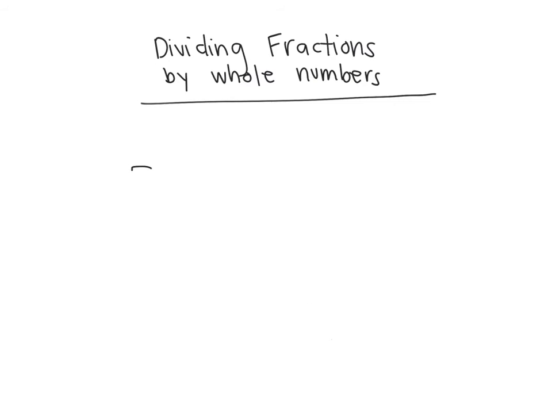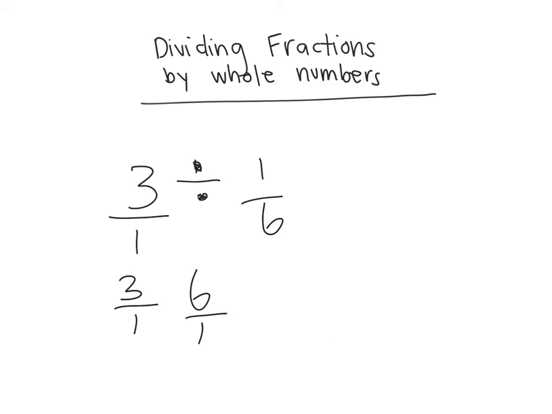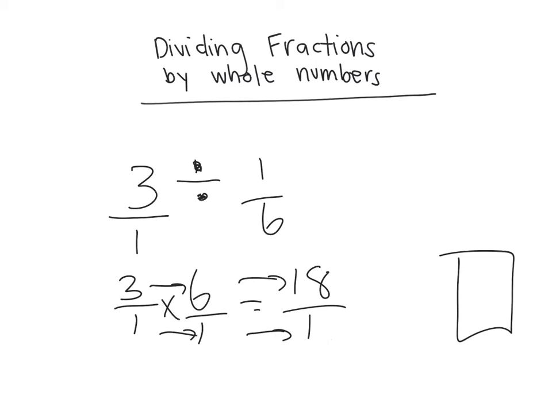Okay, so if we had 3 divided by, that's a terrible divided by sign, divided by 1 over 6, my first step is put the 3 over 1. My second step is flip my second fraction. And my third step is to multiply, followed by step 4, actually multiply. 18 over 1. And then I should see a box for I Know It, and it should just be 18.